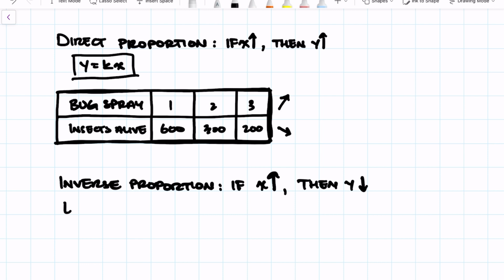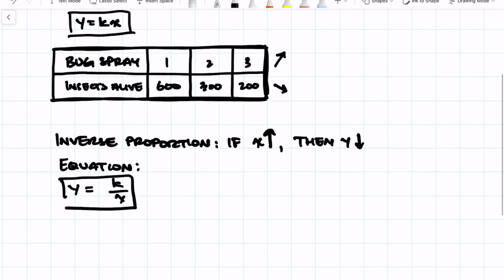Now let's write down what the equation would look like. You know that y is equal to kx, but in this case, the equation for an inverse proportion would be y is equal to k divided by x, instead of multiplied by x. That's the formula that you're going to be using. Okay, so keep that in mind. These are 2 formulas that you will need to know: the direct proportion and the inverse proportion.